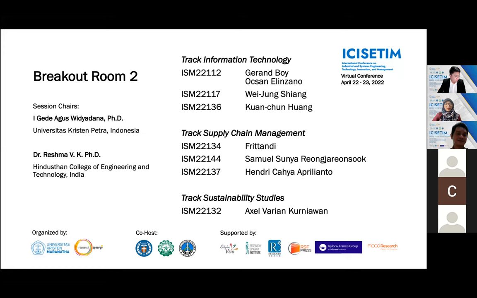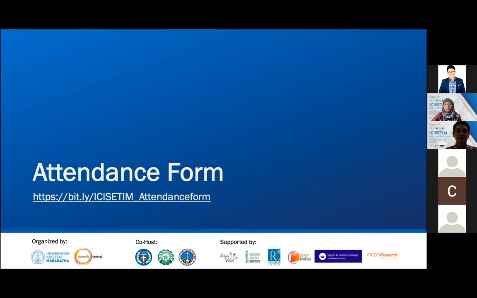So in this room, we have three tracks, under the tracks of information technology, supply chain management, and sustainability studies, with seven presenters. So I would like to once again remind all of the participants to please kindly fill the attendance forms. Later on, the committee will also type it in the Zoom chat box.